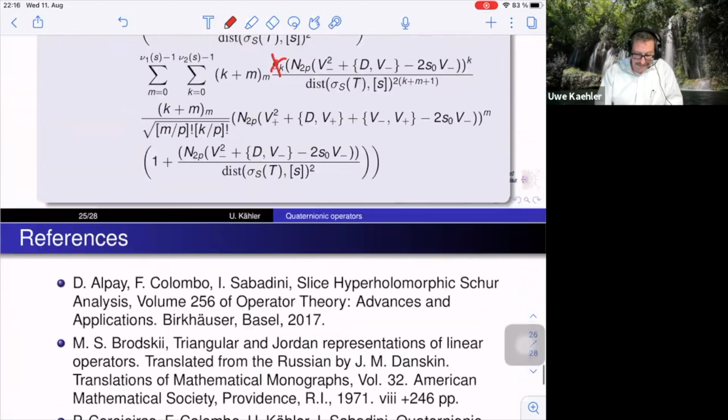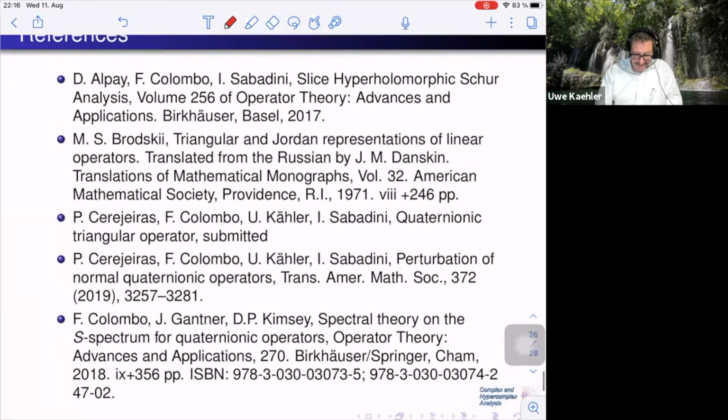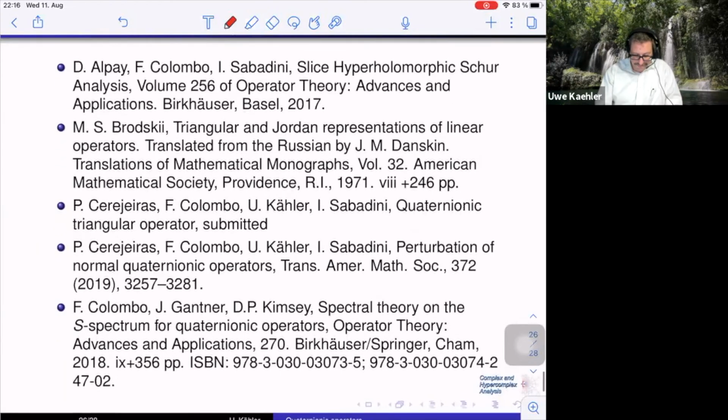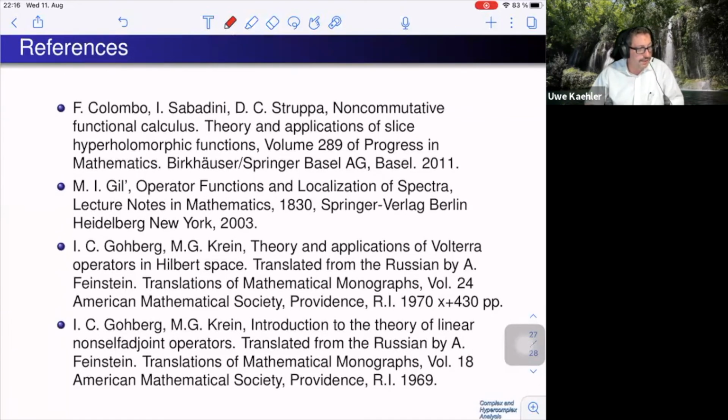So in the end, let me give some references. The first one is basically just the book about all of that. Brodskii, of course, is where the ideas for the triangular operators and so on come from. Then the other papers are there. I also put the one of Colombo, Gardner, and Kimsey. And you also have the classic ones, of course, of Gohberg and Krein, where you can find the classic theories and also the theory of non-selfadjoint operators and so on. So thank you for your attention.